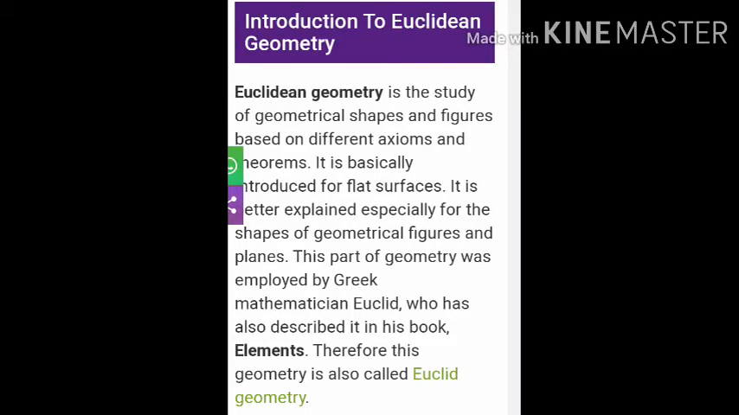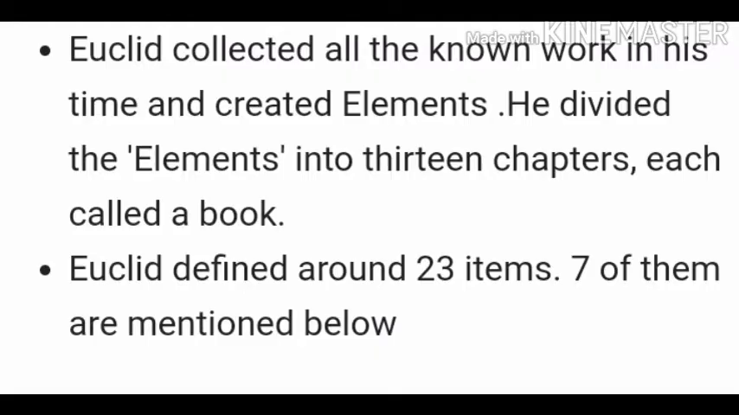Introduction to Euclidean Geometry. Euclidean geometry is the study of geometrical shapes and figures based on different axioms and theorems. It is basically introduced for flat surfaces. It is better explained especially for the shapes of geometrical figures and planes. This part of geometry was developed by the Greek mathematician Euclid, who has also described it in his book Elements. Therefore, this geometry is also called Euclid geometry.